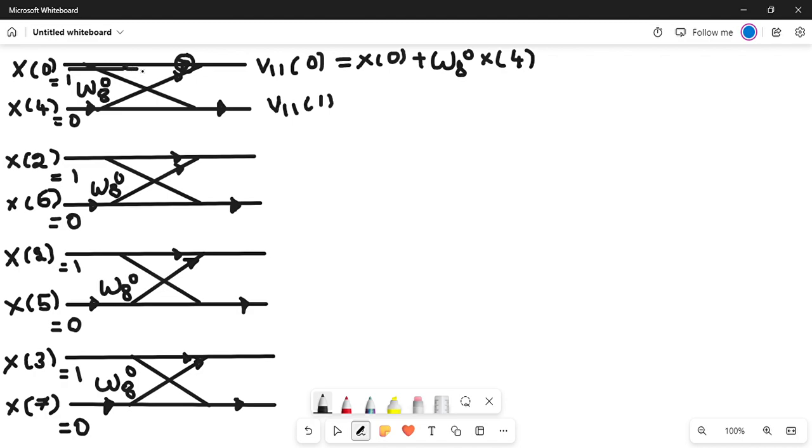This x of 0's value is going straight like this, and here what is going to happen is, my x of 4th value goes to this line and connects to here. So that is why my x of 0 plus x of 4 value along with this omega a to the power of 0 is coming together, right? Just a minute, I'll just erase that. Yeah, now it's clear.